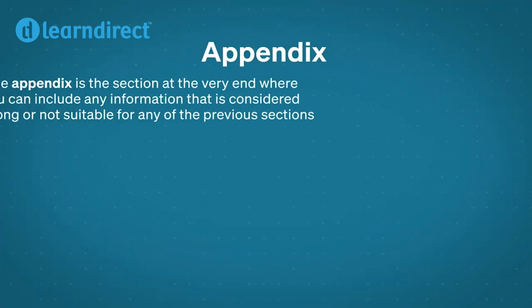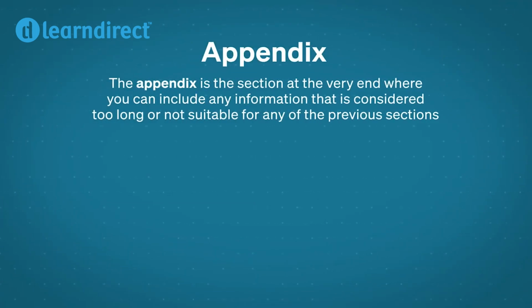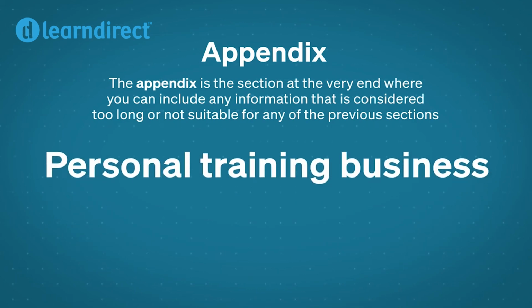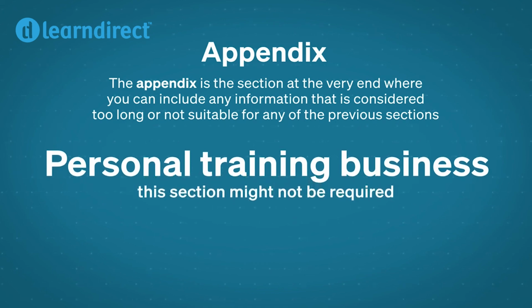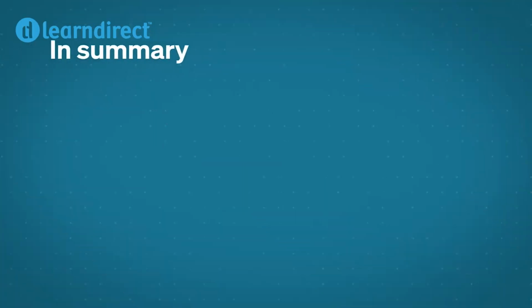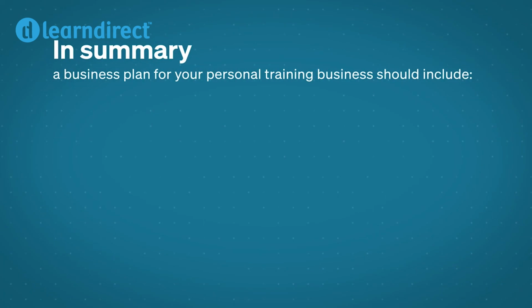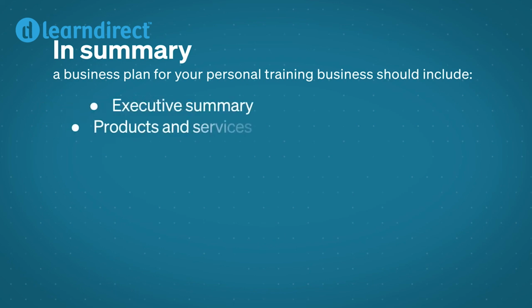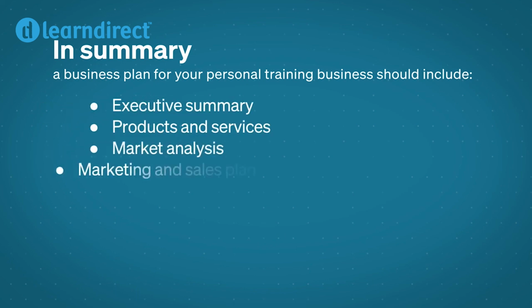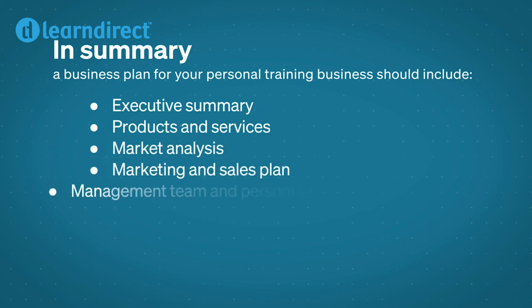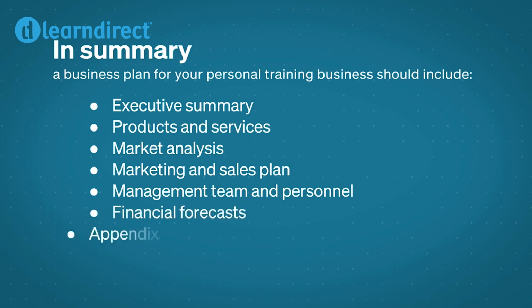Appendix. The appendix is a section at the very end where you can include any information that is considered too long or not suitable for any of the previous sections. For a personal training business, this section might not be required. So, in summary, a business plan for your personal training business should include the following: an executive summary, products and services, market analysis, marketing and sales plan, management team and personnel, financial forecasts, and the appendix.